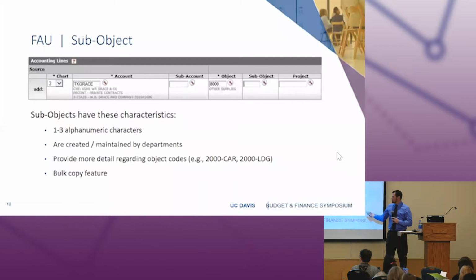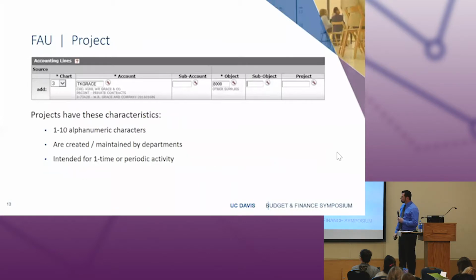One of the examples I use is in travel, right? 2000 is the in-state travel object code. And you may want to know details on, okay, what exactly was that travel? So you can break down your object code into CAR for car rental, LDG for lodging, etc. That's just an example of how you can use sub-objects. You can also do the bulk copy feature, so you can apply those across accounts.